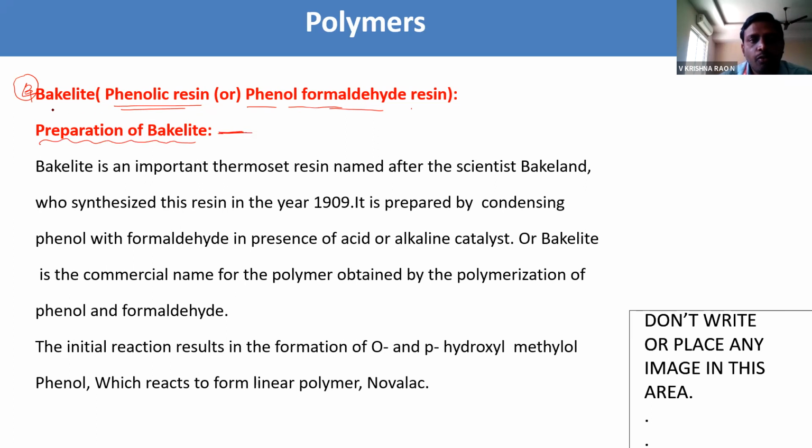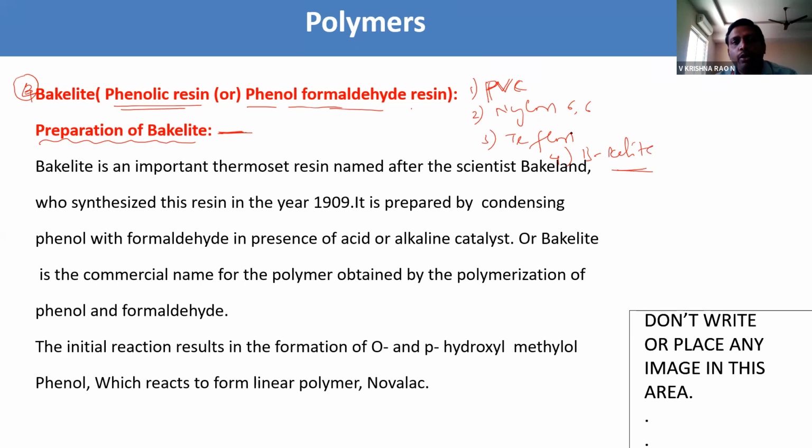We have the first one as PVC, second we prepared nylon 66, third Teflon, and this fourth preparation is Bakelite.